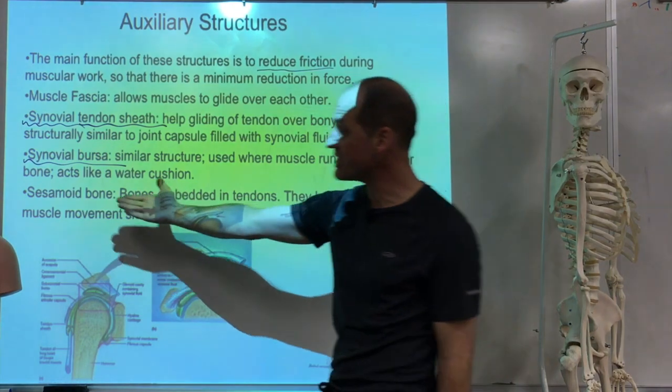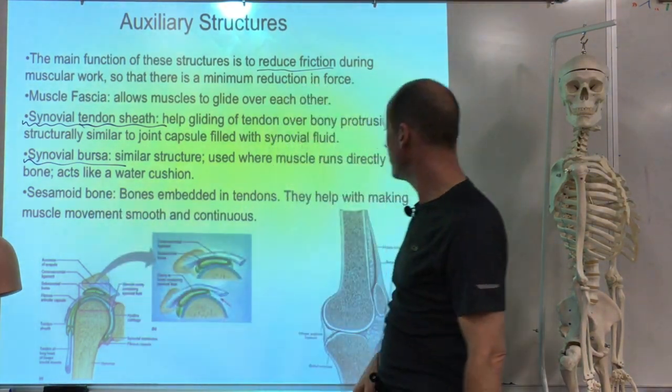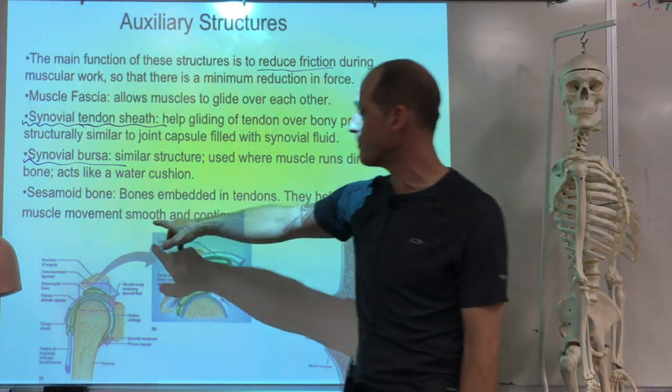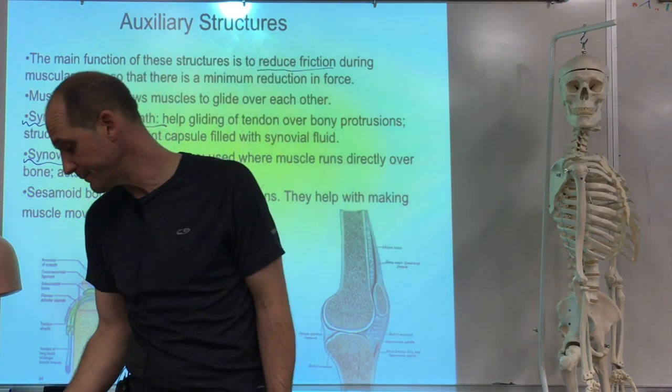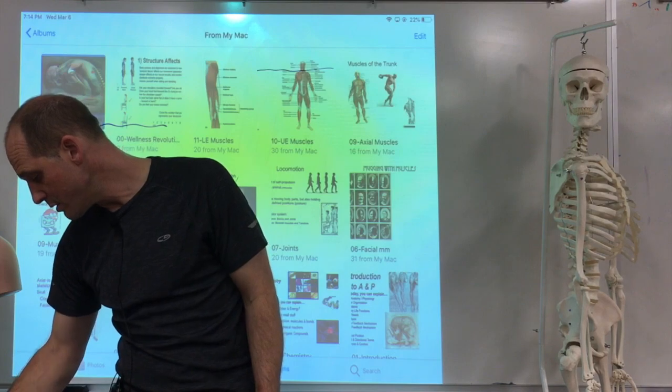And we already talked about the sesamoid bones with the patella, of how that works. But here you have it. They help make the movement of the muscle smooth and continuous. That's what they do. We talked about that. So that brings me to the trunk.